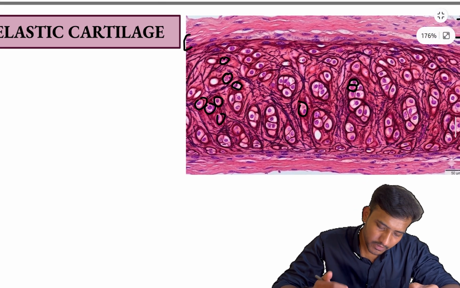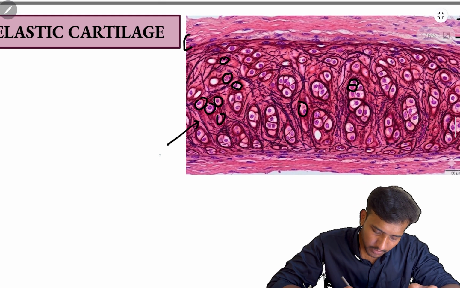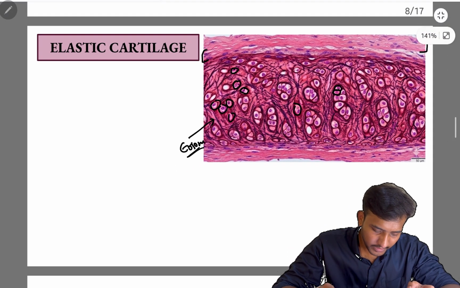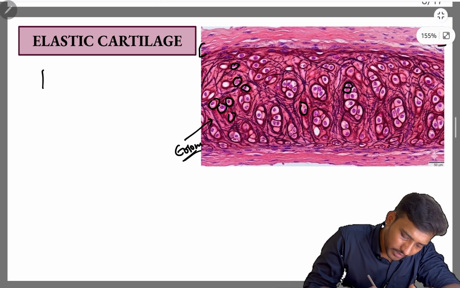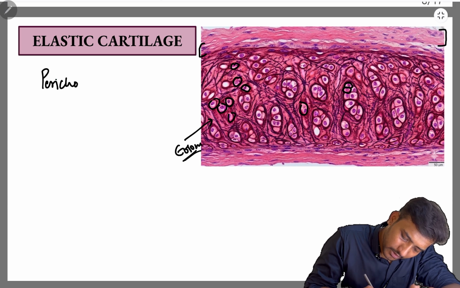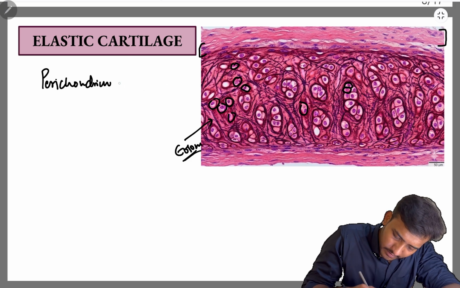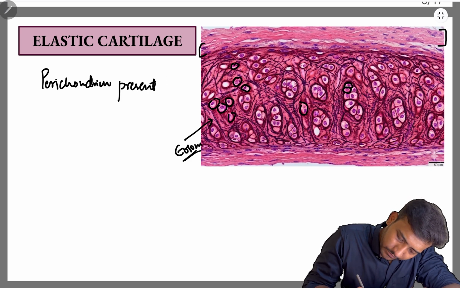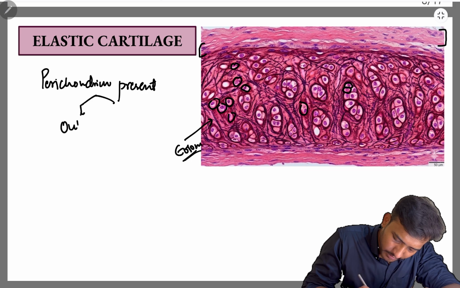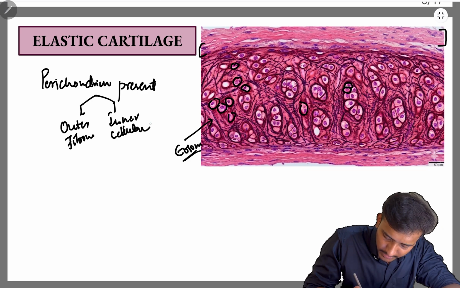Apart from that, can you observe the matrix over here, guys? This matrix is not basophilic. It's actually an eosinophilic matrix. Now that was all about the elastic cartilage. We'll write everything down over here. It will be having perichondrium. Yes, perichondrium is present, and that perichondrium is divided into outer fibrous perichondrium and inner cellular perichondrium, right?